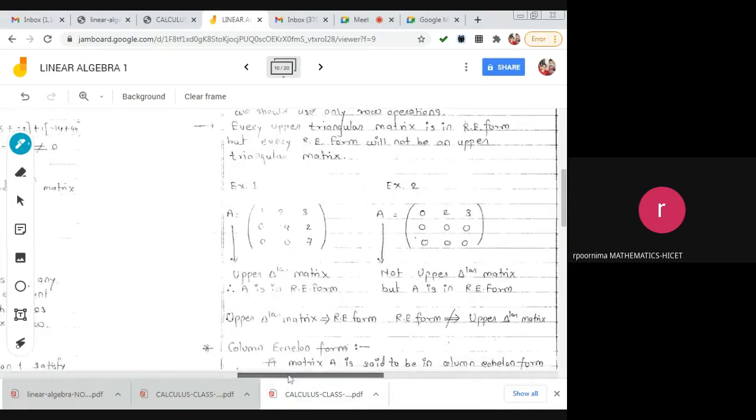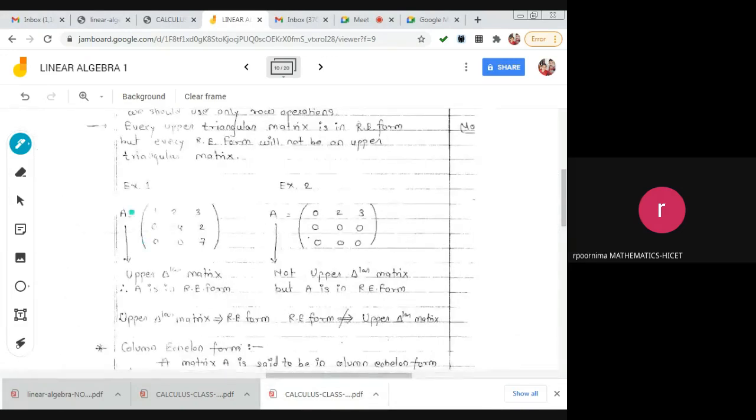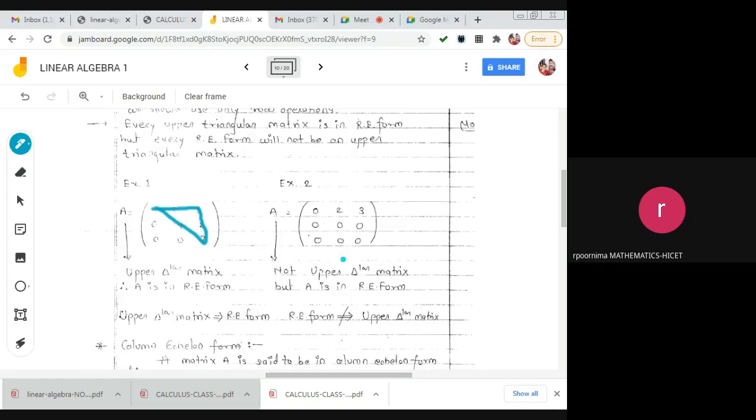Next, example 1: A is 1, 2, 3; 0, minus 4, 2. That is an upper triangular matrix, so A is in row echelon form. Here it is not an upper triangular matrix, but it is in row echelon form.